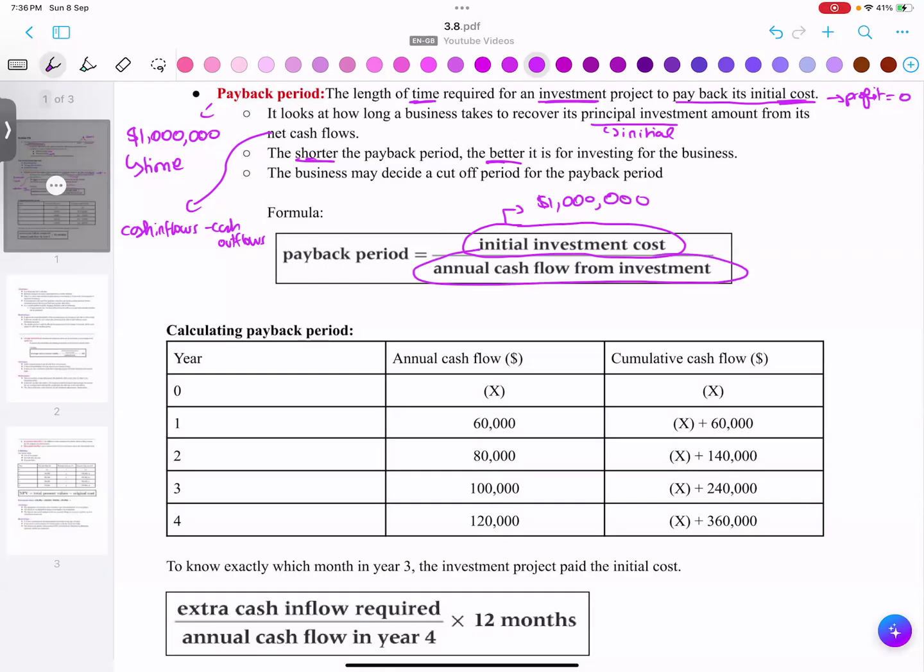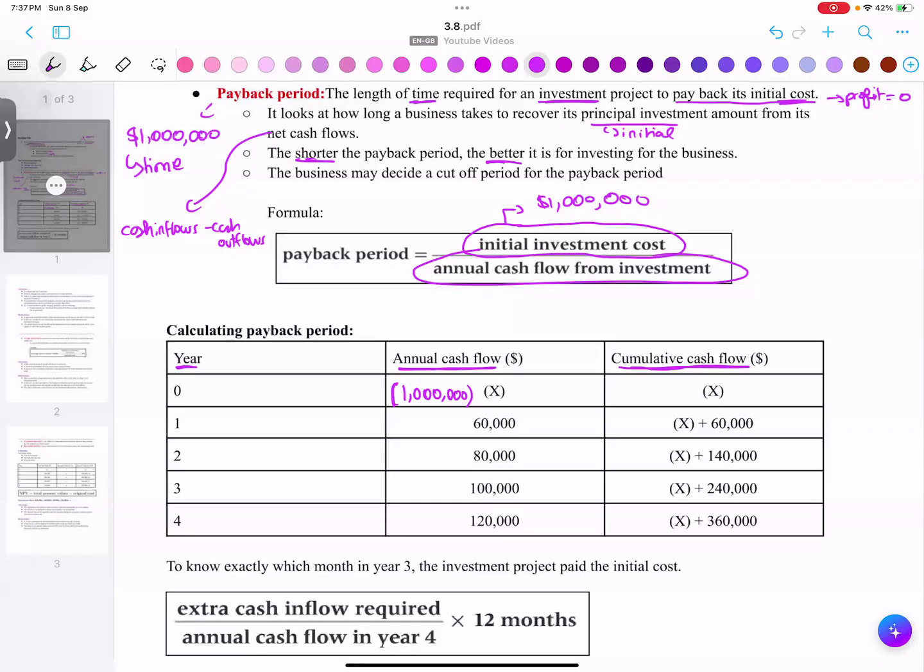Now I'm going to teach you how to do the payback period. What you do is you have to draw a table where you have three categories: year, annual cash flow, and cumulative cash flow. So what does that mean? Let's say you have year zero. What happens at year zero is that the annual cash flow will be negative 1 million, just because you already invested 1 million and you didn't make anything, right? Because this is just year zero.